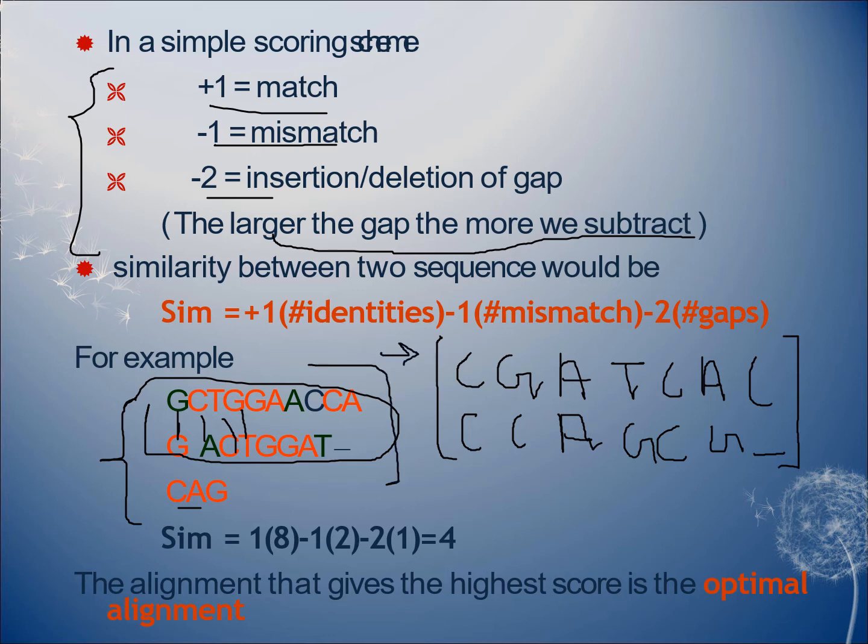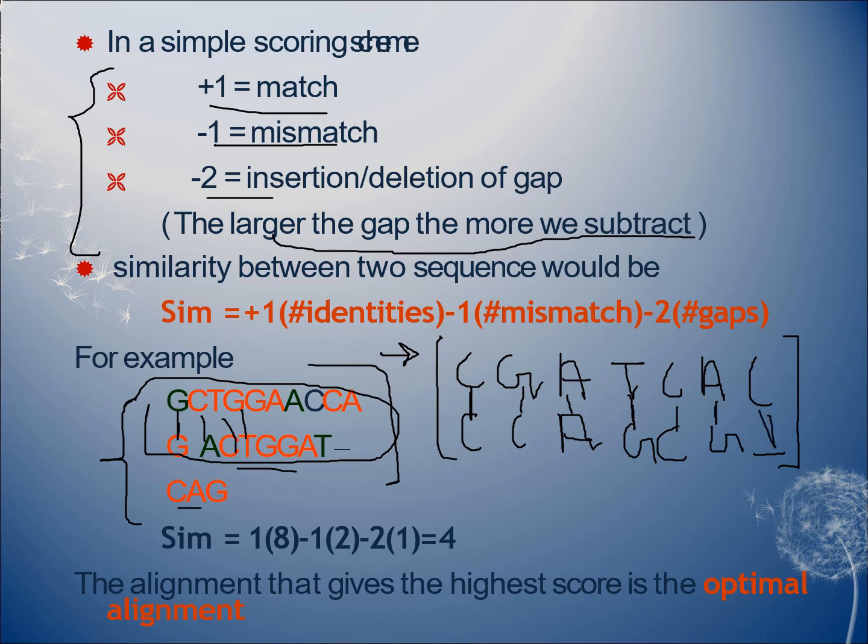There's a fault in this, so I'm leaving that and focusing on this. These two, CC, are a match. GC is a mismatch. A is a match. TG is a mismatch, whereas CC is a match. This is a mismatch, and this is a gap.